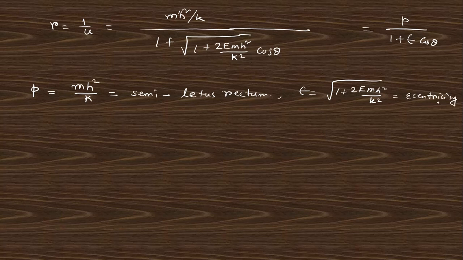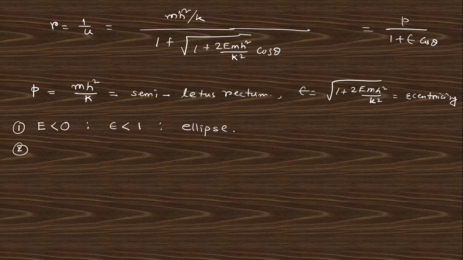Clear? So depending on this energy, the eccentricity will change, and the corresponding eccentricity will give you a different shape. Number 1, if energy is less than 0, you can see epsilon is less than 1. Epsilon less than 1 means this will give you the ellipse. That's why the elliptical path is followed in the case of energy less than 0.